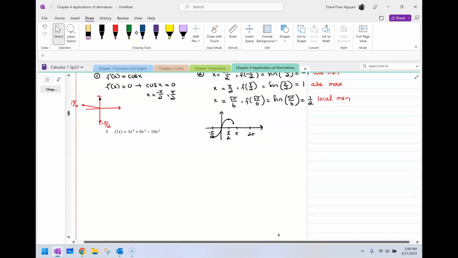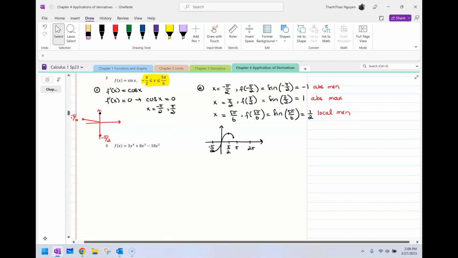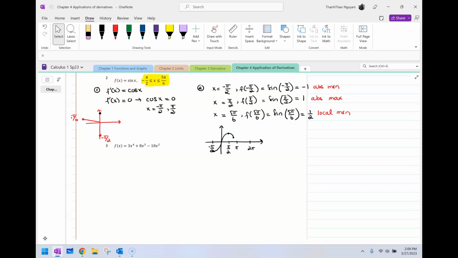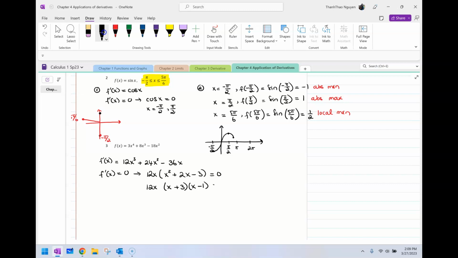The next one, we weren't told what interval we're supposed to be considering, which means we consider the entire domain of this function. Take a look at the critical values. F prime of x equals 12x to the third plus 24x squared minus 36x. F prime of x equal to 0, which means we factor out 12x: 12x times (x squared plus 2x minus 3) equals 0. 12x times (x plus 3) times (x minus 1) equals 0. So the critical values are x equals 0, x equals -3, x equals 1.